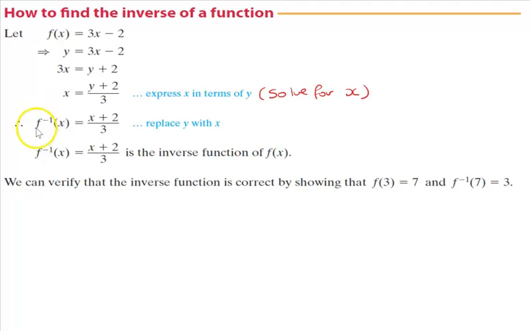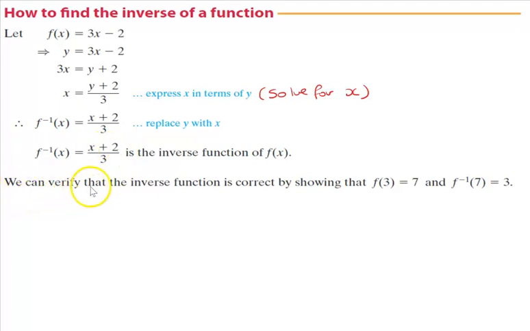So the inverse function of x is going to be equal to (x + 2)/3. So what we did here was we replaced y with x. So that y just becomes x. So the inverse function f inverse of x = (x + 2)/3 is the inverse function of f(x). So this is our final answer.